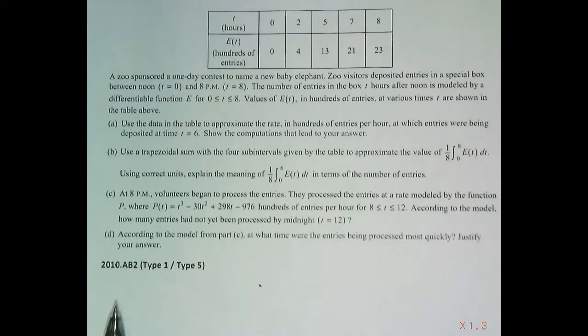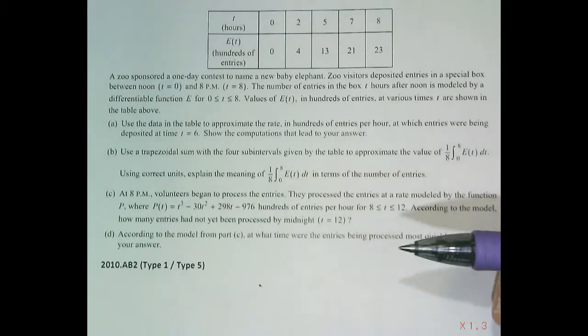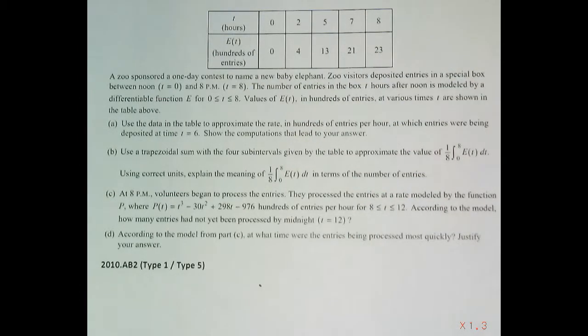Today we're going to be looking at question number 2 from the 2010 exam, and I've classified this as both a type 1 and type 5 question. Type 1 largely because we're focusing on rates and accumulation, and then type 5 is calculus from tables, so anytime we're using a table winds up being a type 5 problem.